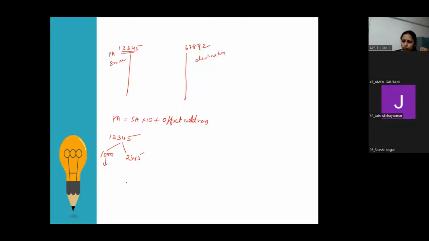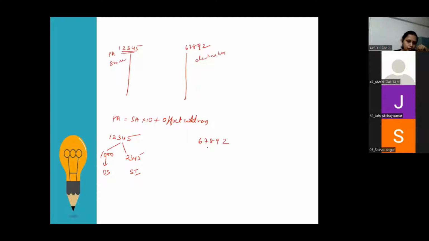Where will this address go? In the DS register, the data segment. And where will this address go? In the SI register. Similarly, 67892 will be 6000 and 7892. Where will this be? In the extra segment register. And this will be in the DI register, right? So this was another point which we had discussed in the last session.